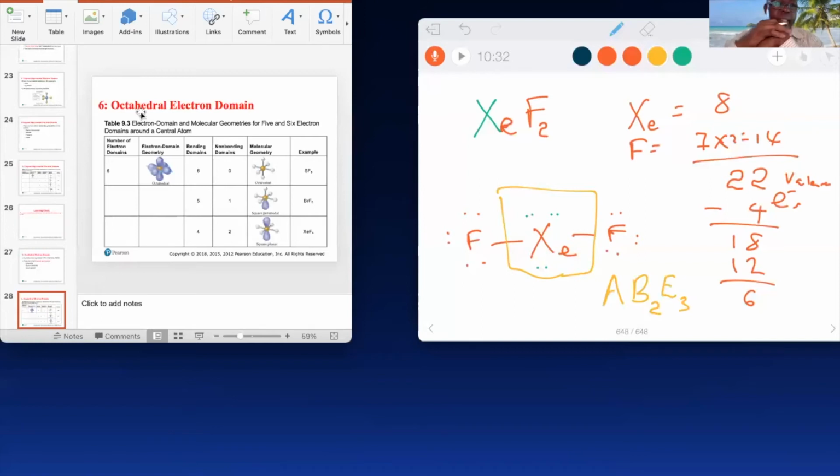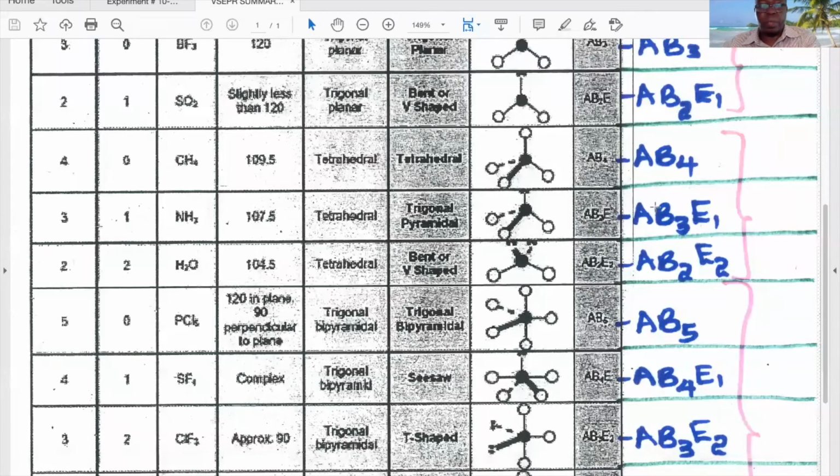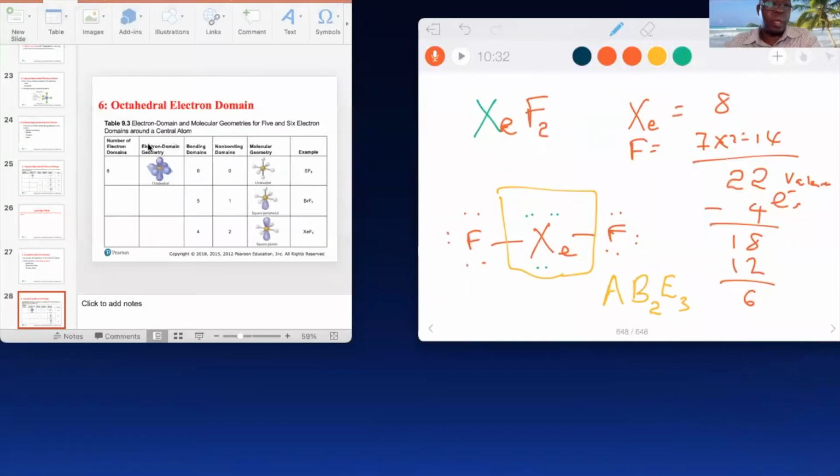If I were you, I'd summarize and be able to use that table. I'll allow you to use this in the exam. This table you'll have to print out. Even for the quiz, you'll have to use these in order to come up with either electron domain geometry or molecular geometry. All right. Any question on molecular geometries?